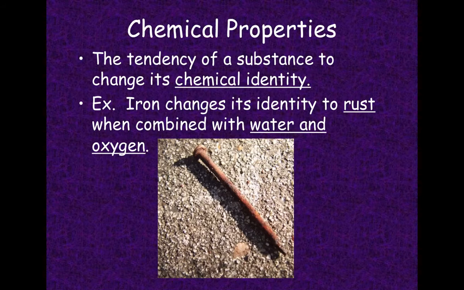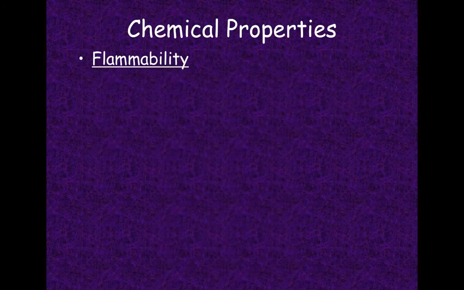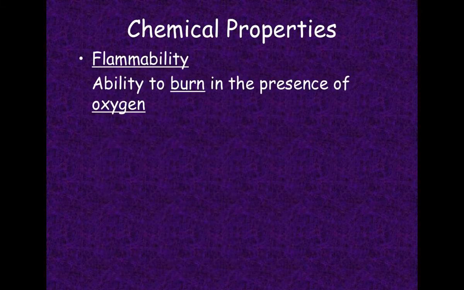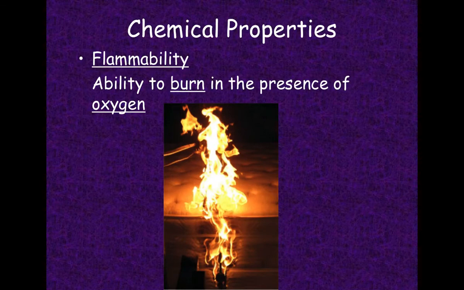So we're going to look at two chemical properties, the first of which is flammability. This is the ability of something to burn in the presence of oxygen. And if you think about it, when I'm testing for chemical properties, I'm actually destroying the substance, because if something is flammable, there's no way that I'm going to not change it. When I burn something, it's not coming back.